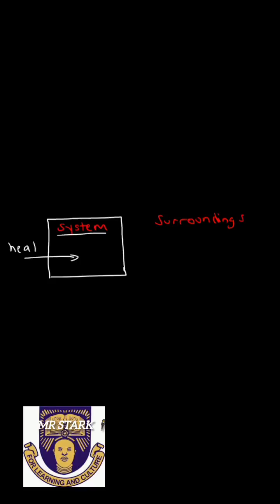So let's say we have a system and everything outside of it is the surroundings. Energy can flow into or out of the system, and there are two ways in which energy can do so, and that is through heat and work. So if heat flows into the system, it gains energy, and that energy is known as the internal energy of the system, represented by the symbol capital U.